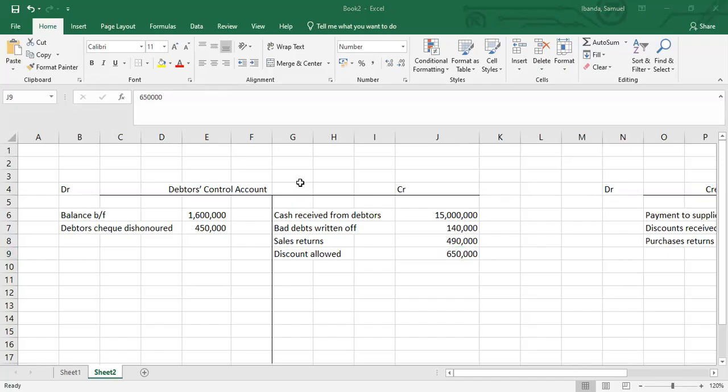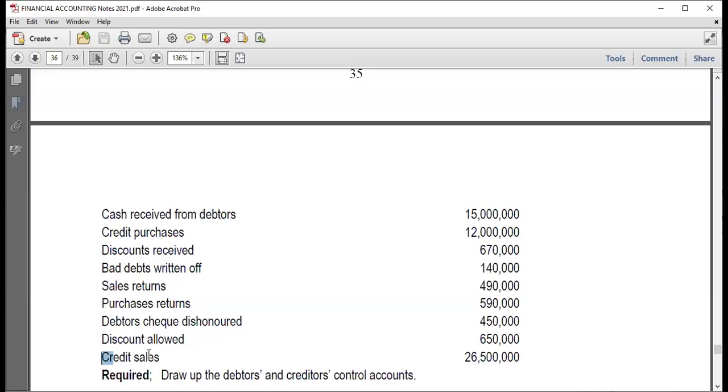And then the last one is the credit sales. Credit sales increase our debtors, okay? Credit sales increase our debtors. So I'll just pick this credit sales and include it within my debtors account on what? On the debit side, okay?